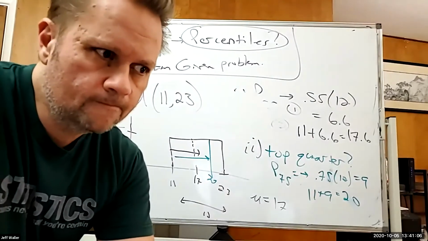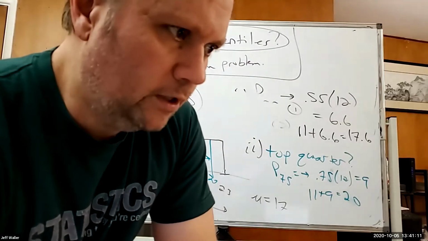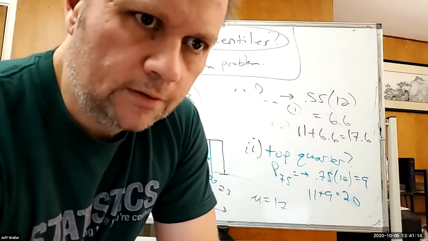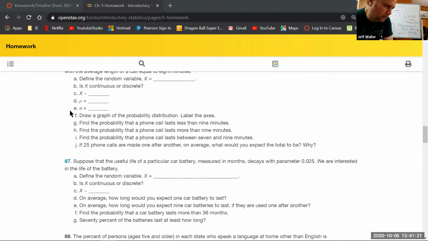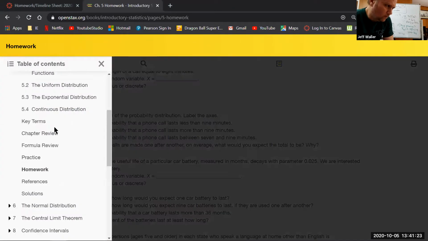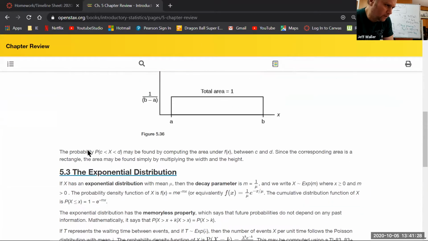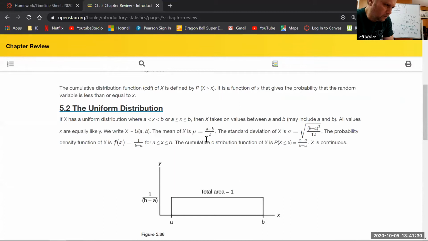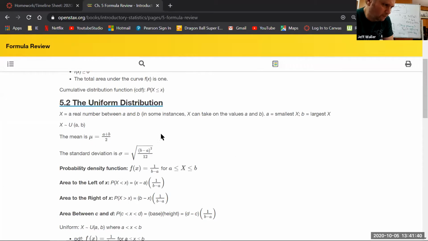Okay, thank you. And I want to show you guys something that you definitely should know about. This is a great thing. Obviously, everybody's reading the entire book, but in case you don't do that, there is a chapter review that has the big points to make. This also includes the mean and the standard deviation formula. See those? But they also have a formula review where you can just find the formulas really quickly.